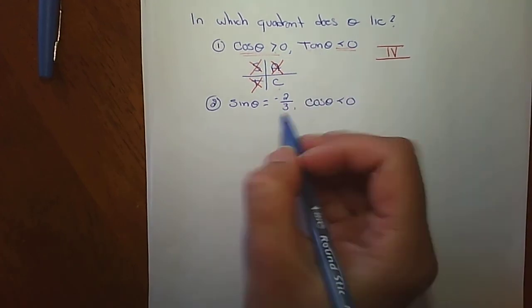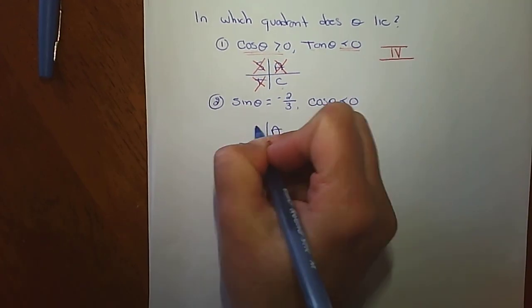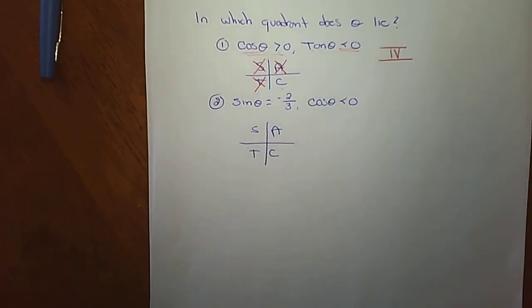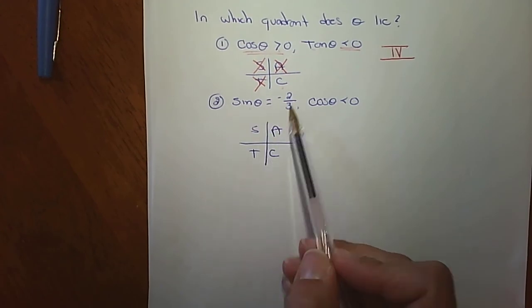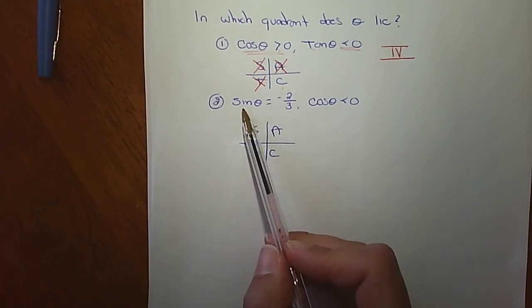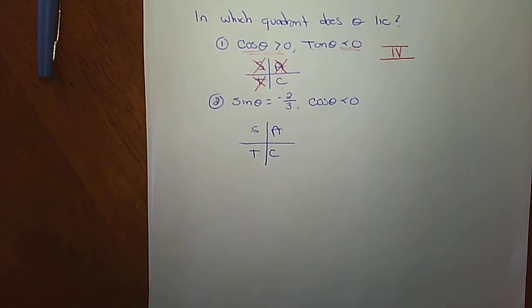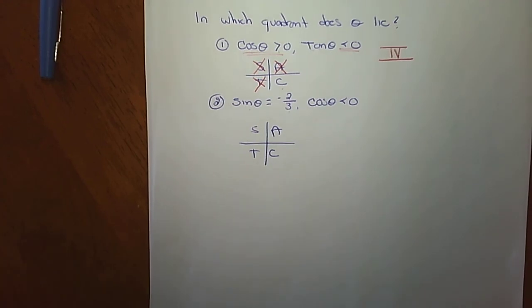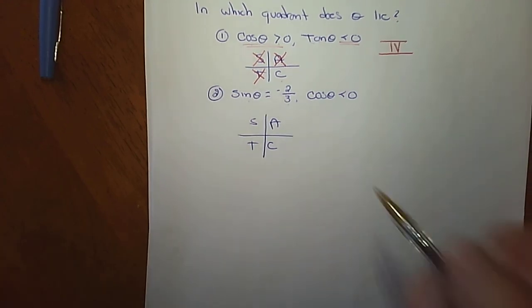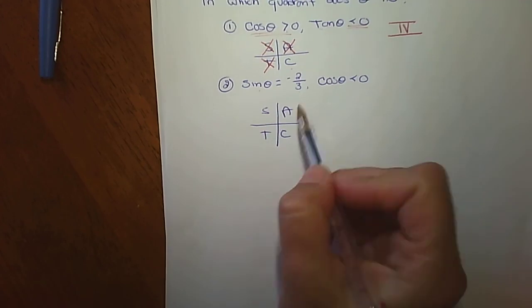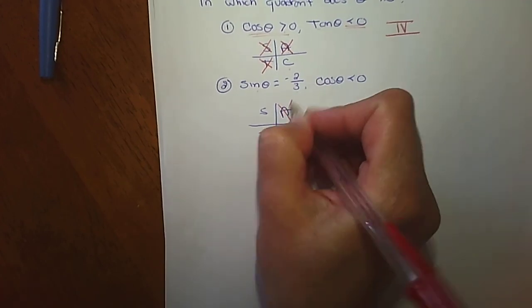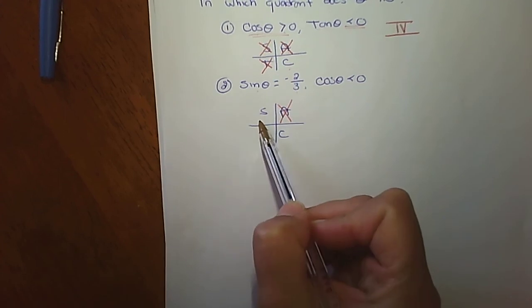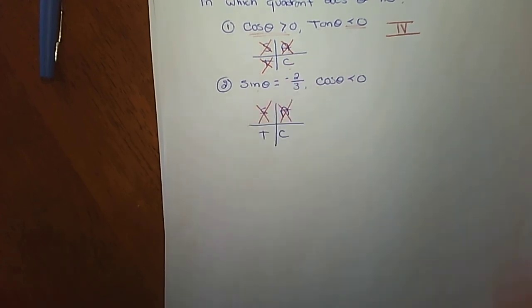All right, so which quadrant? So I draw ASTC. Okay. Now, check this out. Sine theta equals negative 2/3. So that means I need sine to be negative. Which quadrants could I cross off if sine has to be negative? Well, A stands for all is positive, right? That can't be it. And S stands for sine is positive. So that can't be it.